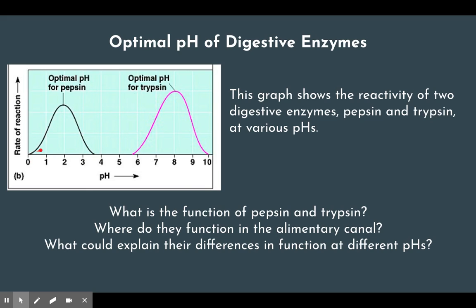One is pepsin, and this is the data that represents the ideal pHs for pepsin, and this represents a different enzyme, trypsin. So take a moment to think about what are the functions of pepsin and trypsin? Where do they function in the alimentary canal, and what could explain the differences in function at different pHs?